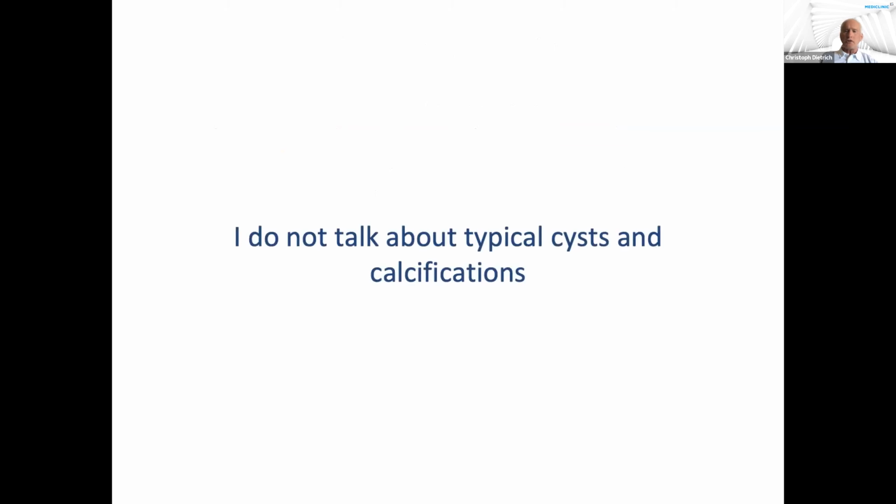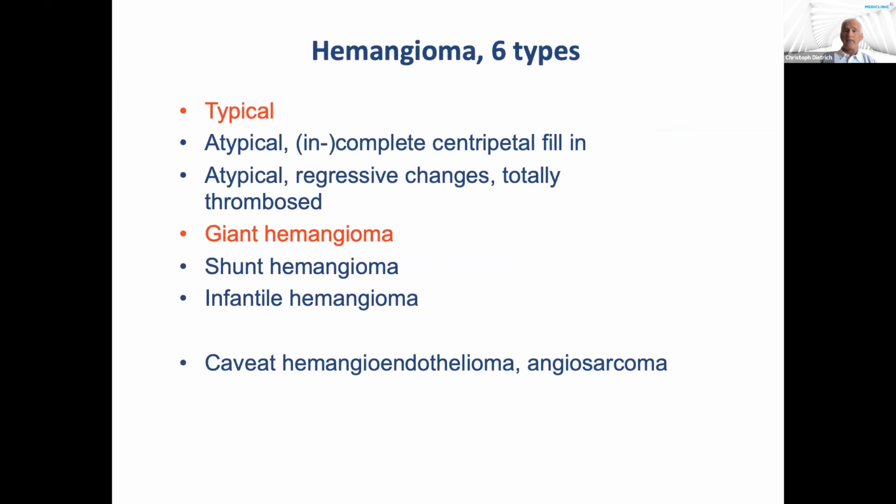I do not talk at all about typical cysts and calcifications during my presentation right now. Hemangioma, we have 6 types. The typical and the atypical with complete or incomplete centripetal fill-in. The atypical regressive changes with totally thrombosed hemangioma, not enhancing at all, giant hemangioma, shunt hemangioma, infantile hemangioma. Caveat, there are pitfalls.